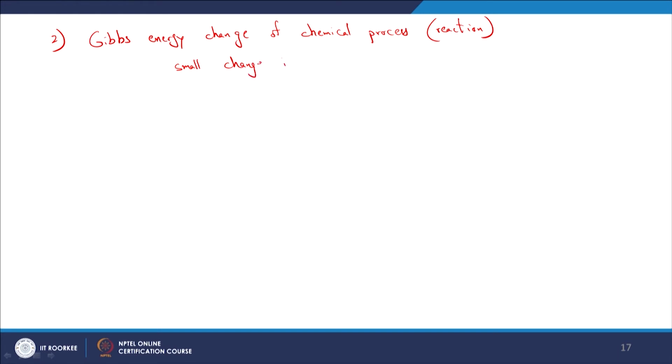The next aspect is applying this to the Gibbs energy change for a chemical process, or obviously for a reaction. Here we are going to look at a very small, or infinitesimal, change in the reaction. I want to be able to calculate the change in Gibbs energy, or how Gibbs energy is going to be affected by a small change in the reaction, when the reaction has gone through by a small extent.